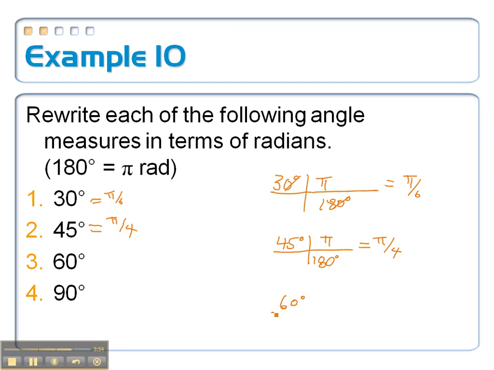60 degrees, 180 on the bottom, so the degrees cancel, pi up top. Simplify this fraction, 6 over 18, is pi over 3. Pi over 3. Now we don't really have to do the train tracks on 90 because if 180 is pi, 90 degrees must be half of that.